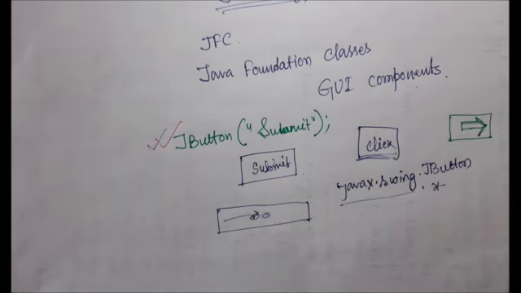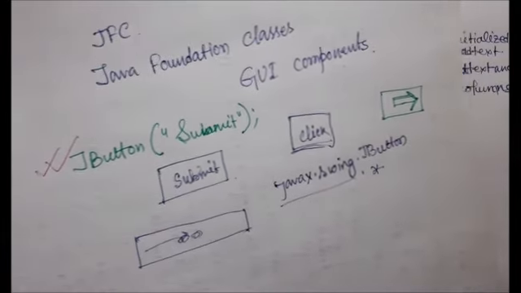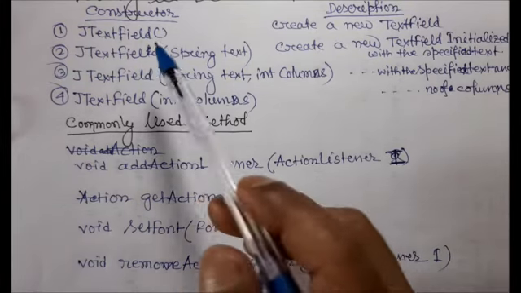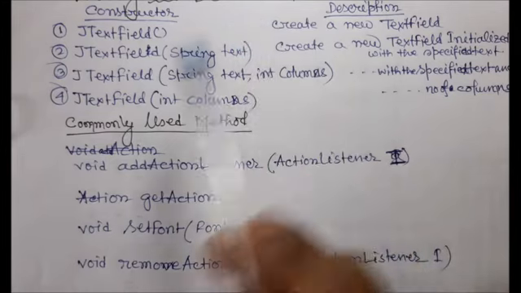So, this JTextField class is a text component that allows the editing of a single line of text, and inherits the JTextComponent class. In the hierarchy we have seen that JTextField is also there, so it inherits the properties of the JTextComponent class. Now look at the commonly used constructors associated with the text field. There are 4 commonly used constructors of the JTextField class.